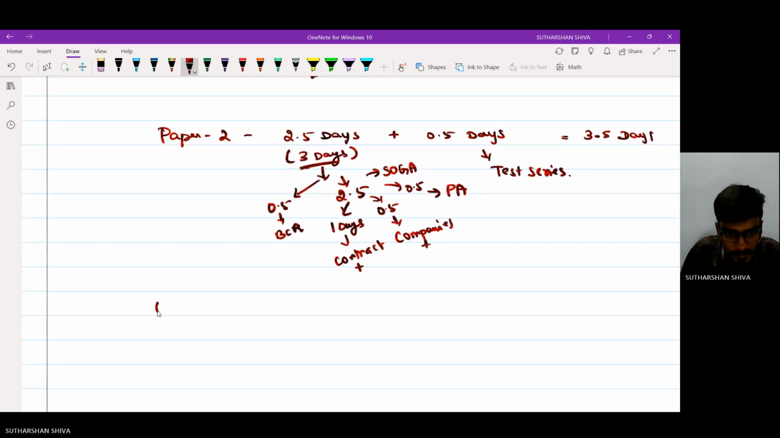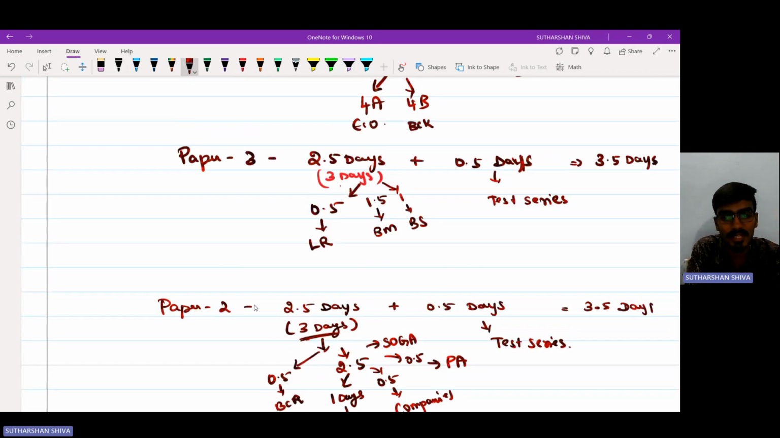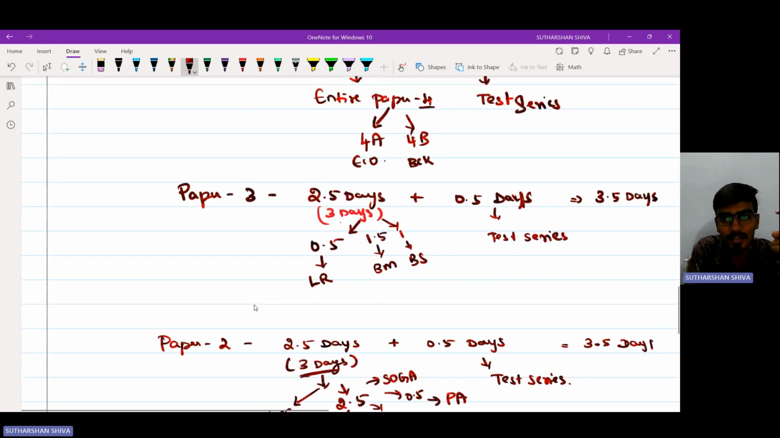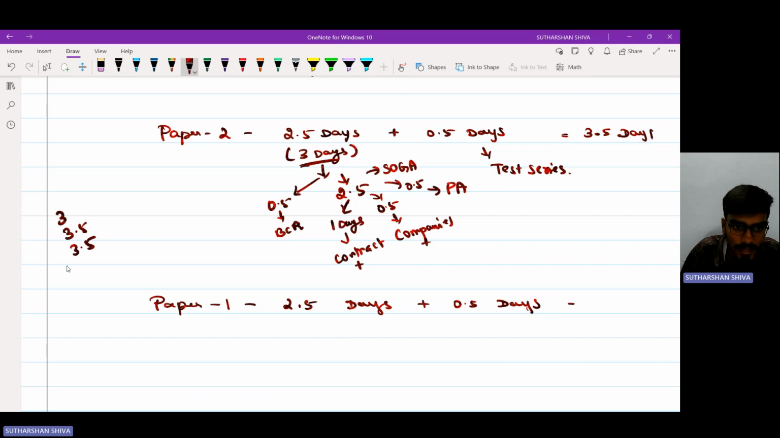Okay, then we will come to paper 1. In this paper 1, you are not given extra time for revision, that is, only 6 days we have given. We have not given a full day, so we have only given 6 days. If you want to give extra days, we will obviously give 2.5 days plus 0.5 days. You will take it like this. Okay, as of now, we have come across 3 days, 3.5 days and 3.5 days. You have come across 10 days. Correct.